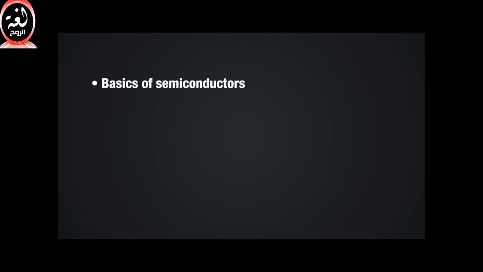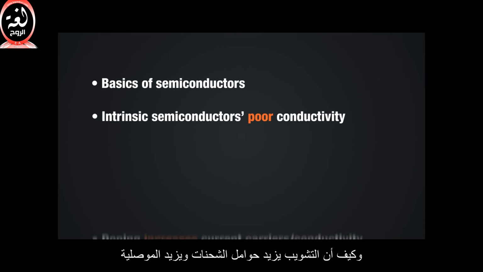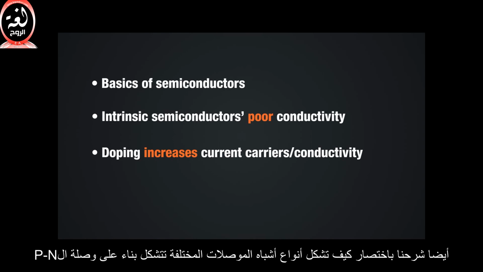So in this video, we talked about the basics of semiconductors, the intrinsic semiconductor and its poor conductivity, how doping increases the number of current carriers in a semiconductor material and improves its conductivity. We also briefly mentioned how different semiconductor devices were created based on the p-n junction.